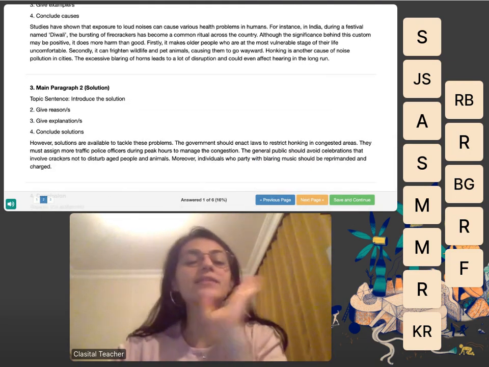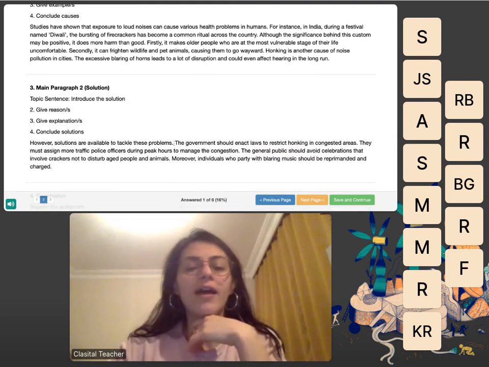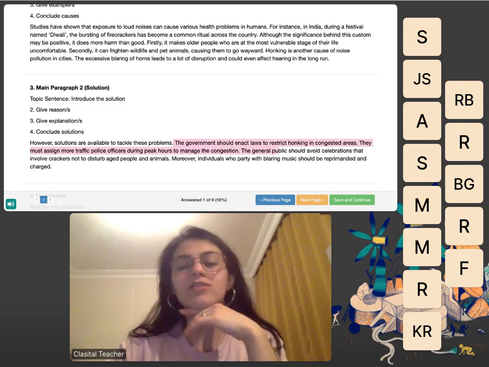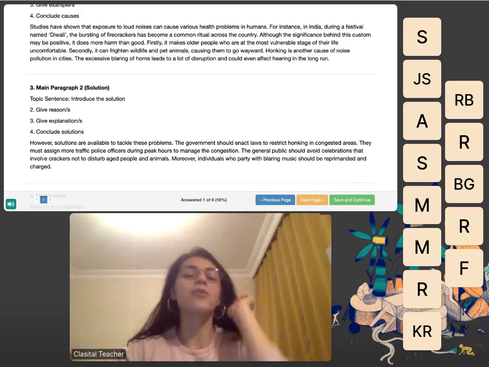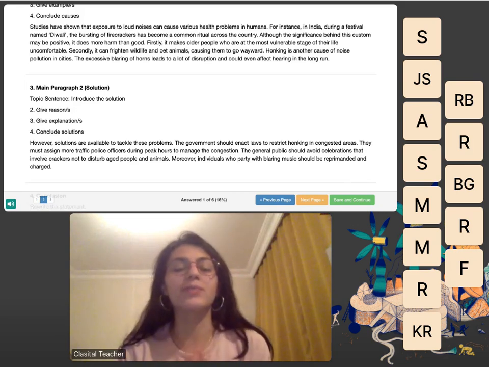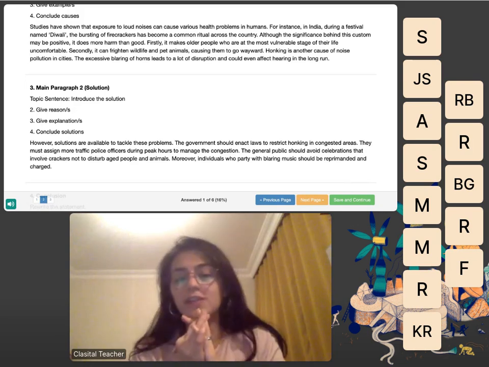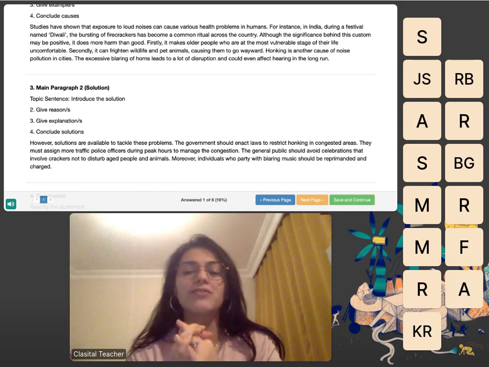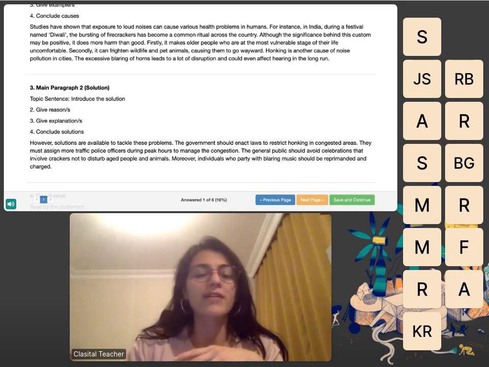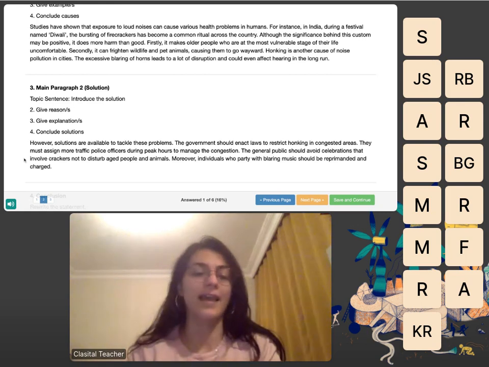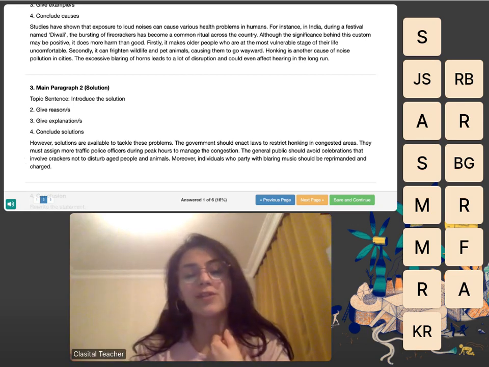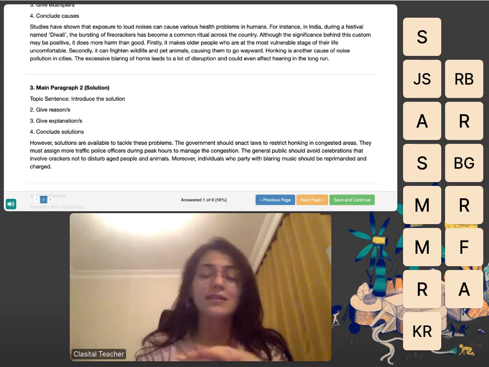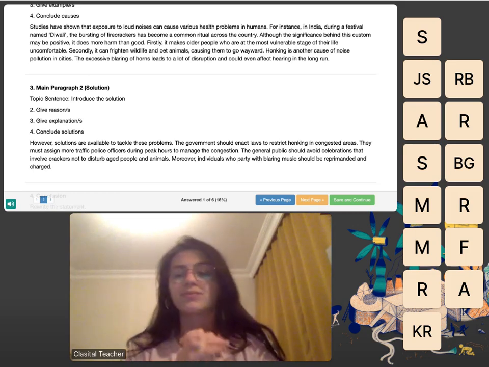All right, so we said solutions are available, and the government should enact laws to restrict honking in congested areas. They must assign more traffic police officers during peak hours to manage the congestion. The general public should avoid celebrations that involve crackers, so as not to disturb the aged people and animals. Moreover, individuals who party with blaring music should be reprimanded and charged.